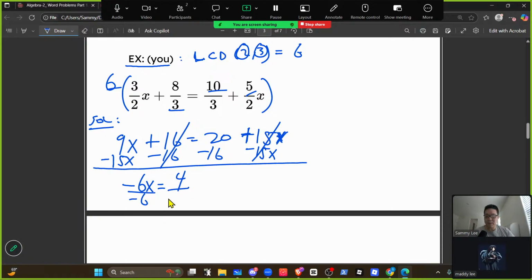Divide both sides by negative 6. So I end up with x equals negative 4 over 6. They share a greatest common factor of 2, so I'm going to divide both the numerator and the denominator by 2. And what you get is negative 2 over 3. Is this what you got? Yeah? Okay. Good job.